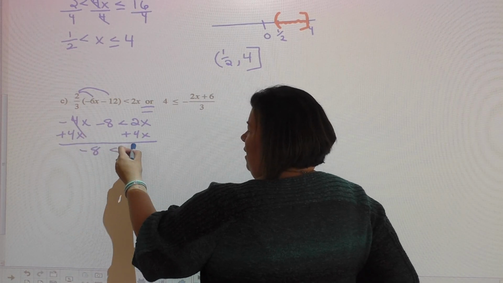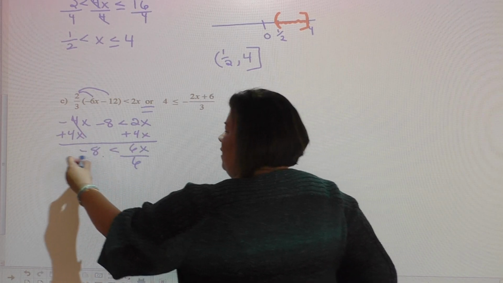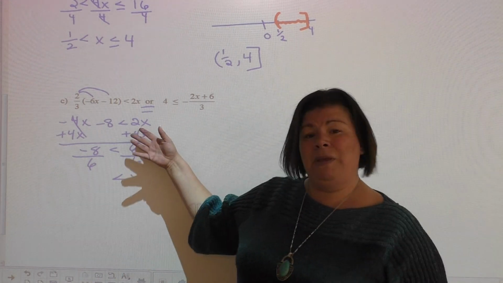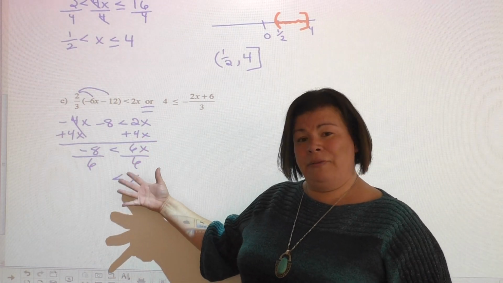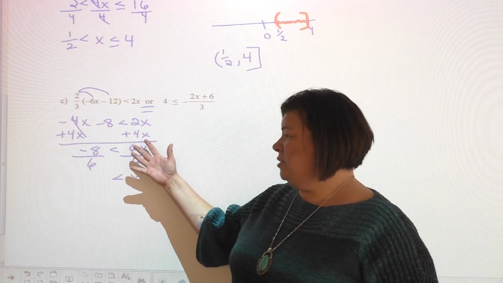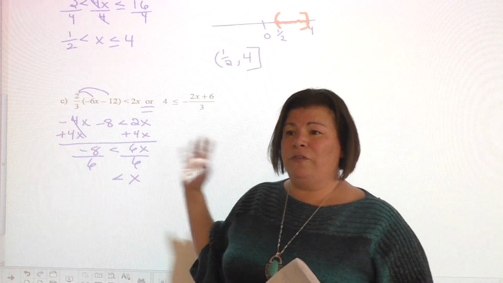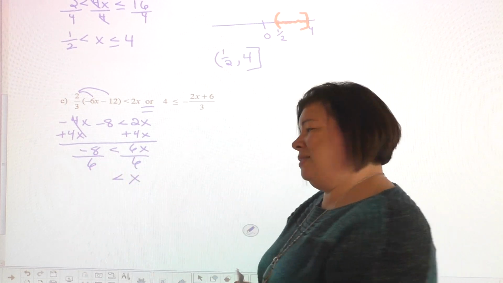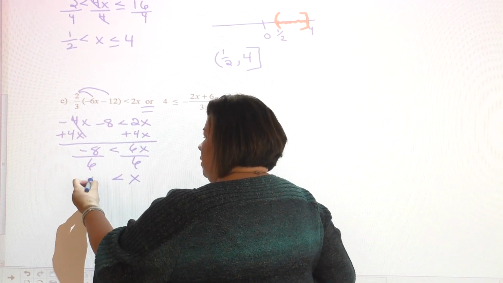So I have negative 8 is less than 6x. If I divide by 6, notice though I'm keeping the x here on the right side. I don't want to all of a sudden just put it on the left and forget about the direction of my sign. So negative 8/6 reduces to negative 4/3.